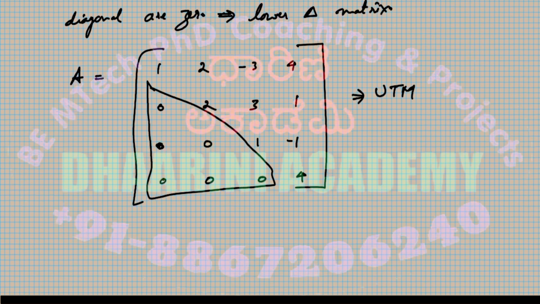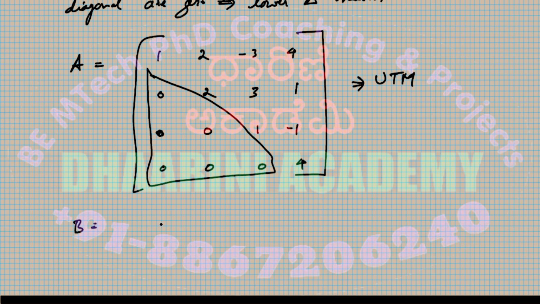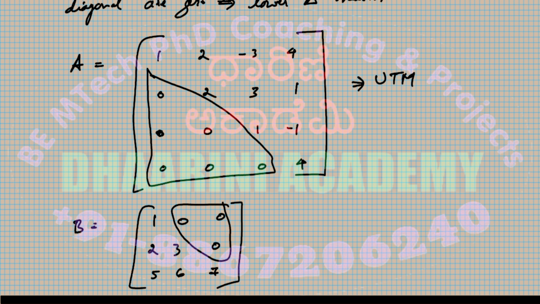Similarly, let's get an example for the other matrix. This is P. Now the elements above the diagonal are 0. So 1, 0, 0, then 2, 3, 0, then 5, 6, 7. I can see that all the elements above the principal diagonal are 0. Because of that, we call this the lower triangular matrix. So these are the upper triangle and lower triangle matrices.